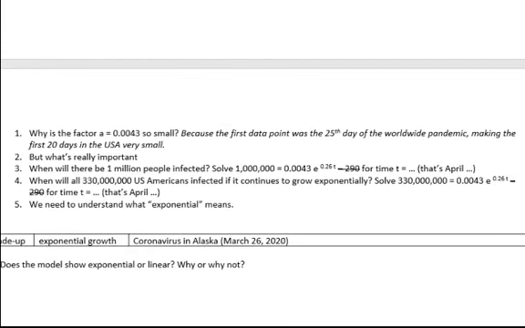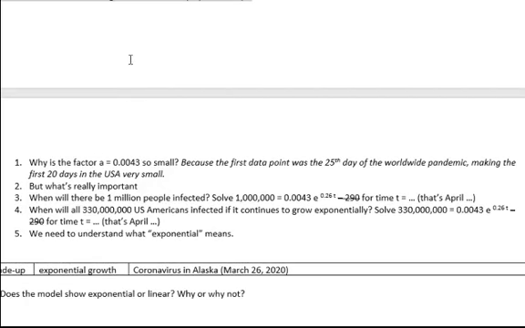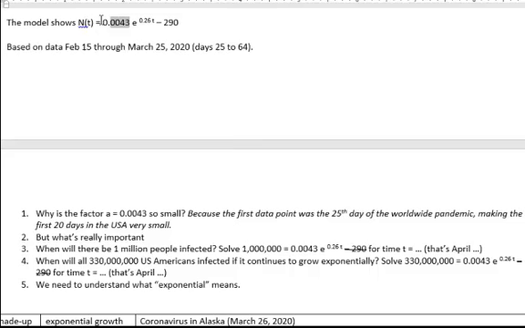Again, I didn't post these questions, I just show them to you right here. Why is the factor A, 0.0043, so small? This one right here. Well, that's because the first data point was the 25th day of the worldwide pandemic, and in the first 20 days, the United States had virtually nothing, so that factor is very small.